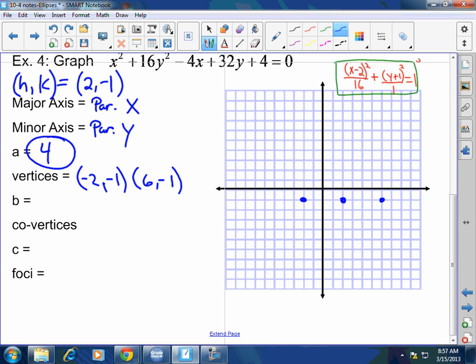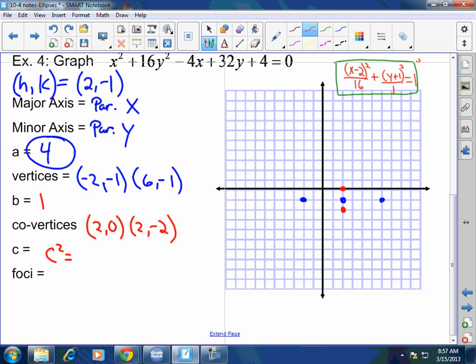Now, the b. What's the value of the b, my brothers? 1. So from the center, go up 1, down 1. So what are my co-vertices? 2, 0, and 2, negative 2. You guys with me? Promise? Okay, so now the c.